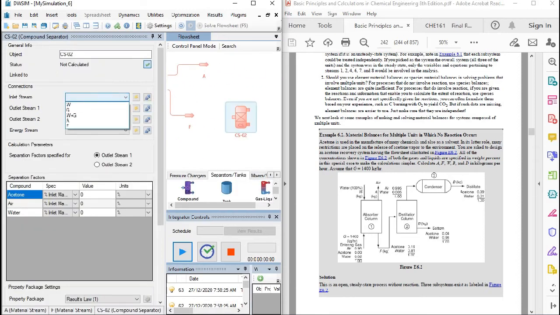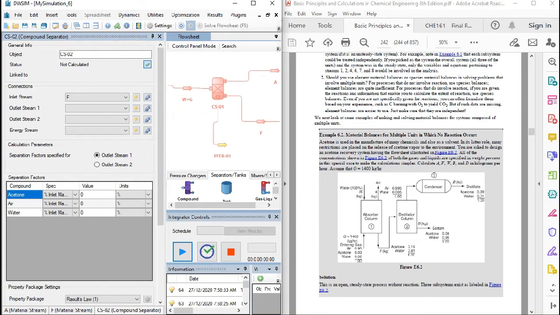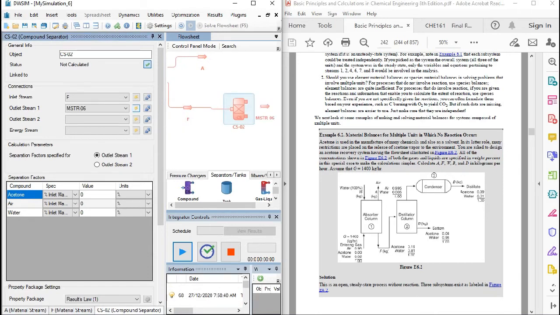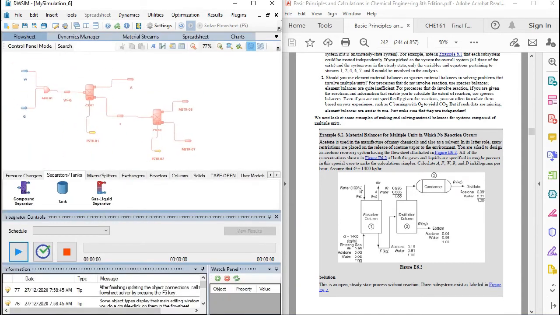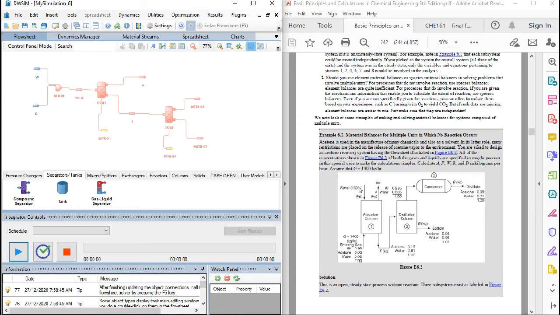We will be connecting the inlet stream to our F, which is one of the outlet streams from the first compound separator, and then we will automatically generate our outlet stream 1, outlet stream 2, and of course our energy stream. For our condenser, we don't really need any unit operation, because what comes out of this distillation column has the same percent of the compounds that are present in it.